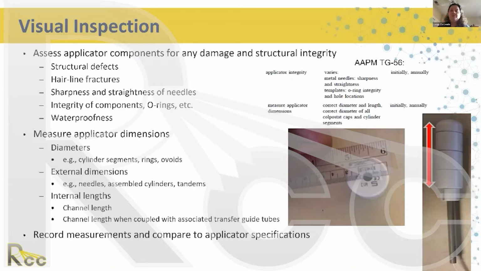That's either connected to a ruler or has a mark that tells you how long the applicator transfer tube combination should be. And so you're supposed to measure the channel length, depending on which vendor you have, either the channel length of the applicator itself, or sometimes it's the channel length when coupled with the associated transfer tube guides. And on that Excel spreadsheet where you have all your applicators, you should record the measurements and compare that to the specification. Is it within tolerance?